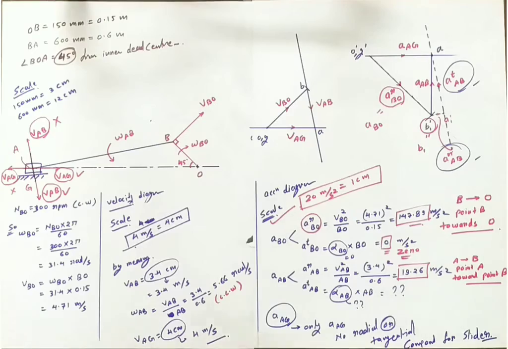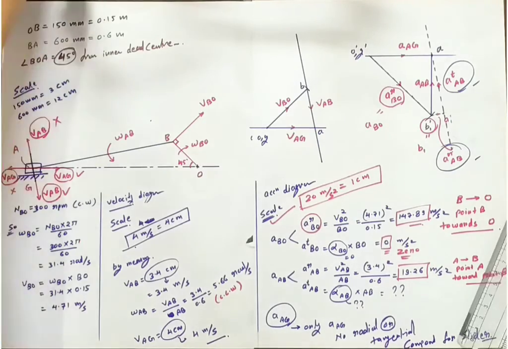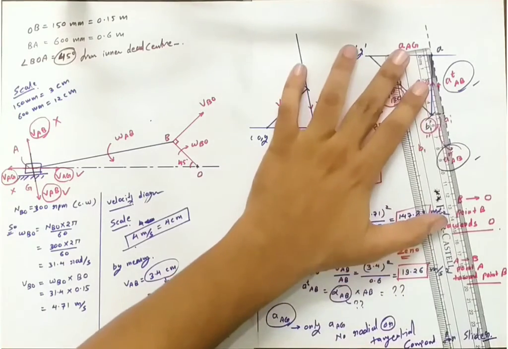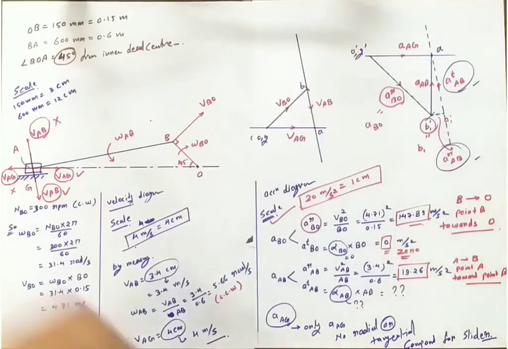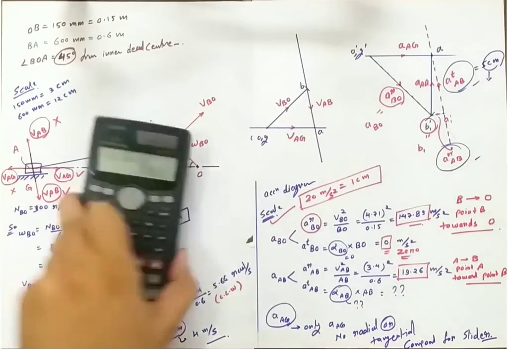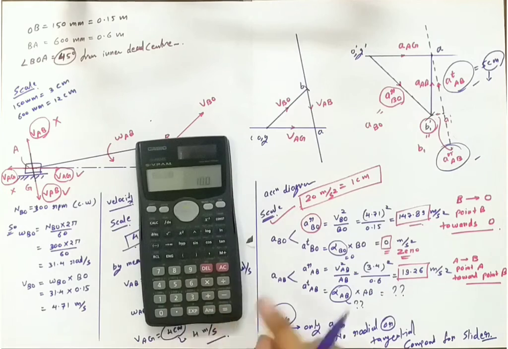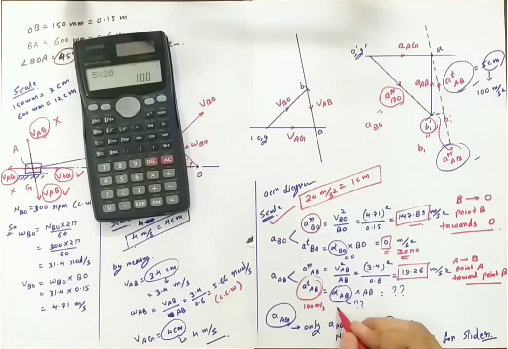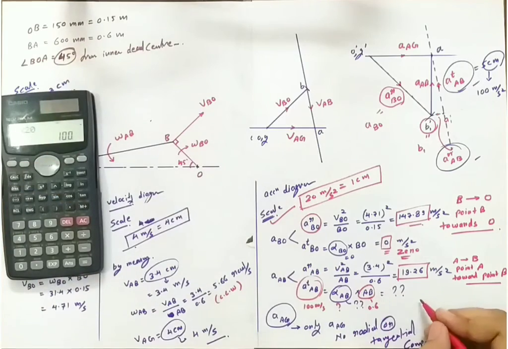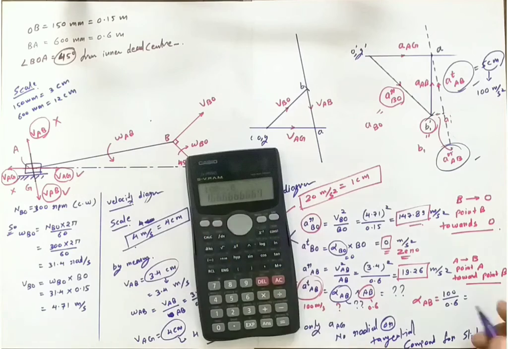By measuring we can find out the values of the different accelerations. So this is tangential acceleration of AB, that is 5 centimeter. With the help of scale, this is 100 meter per second square. Length AB is 0.6, so we can find out angular acceleration of link AB. That is 166.66 radian per second square.